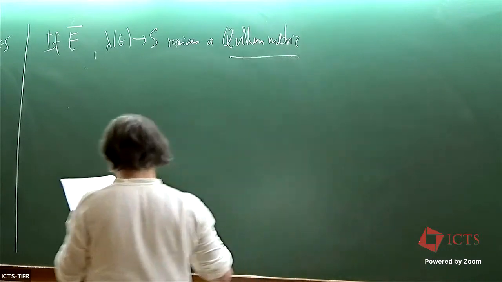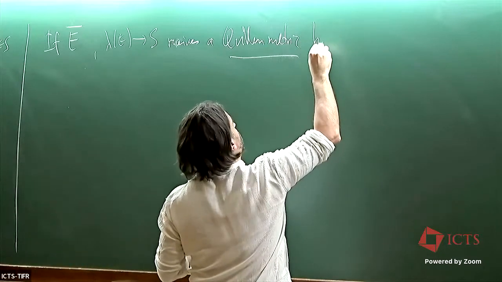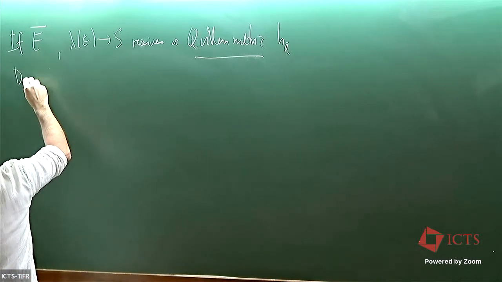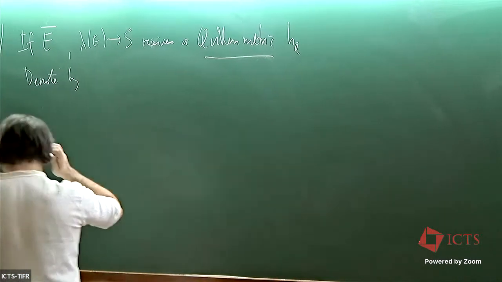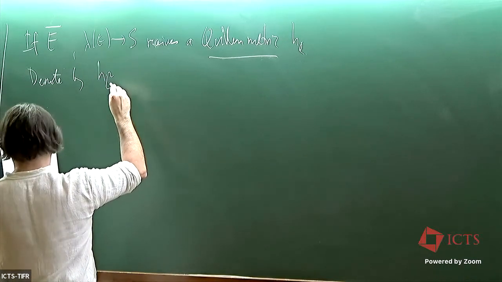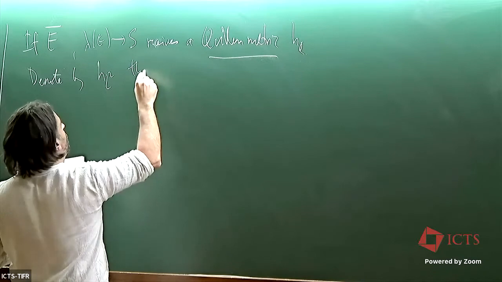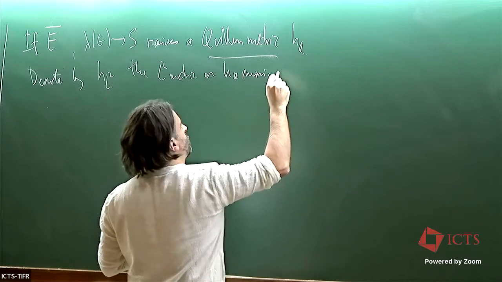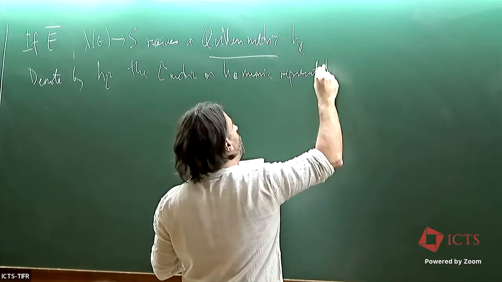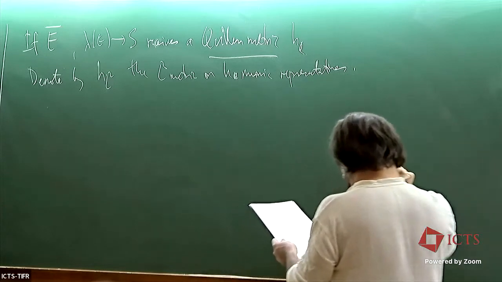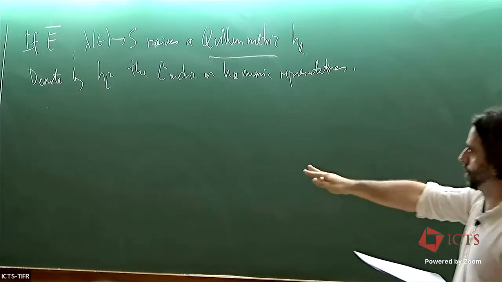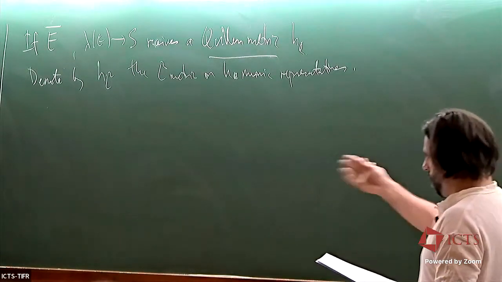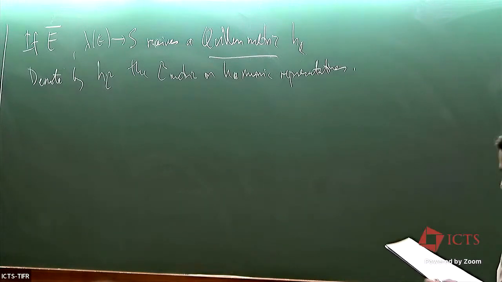So this is the definition that I'm going to give. I usually call it HQ. Let me explain how this works. Denote by HL2 the L2 metric on harmonic representatives on these fibers.